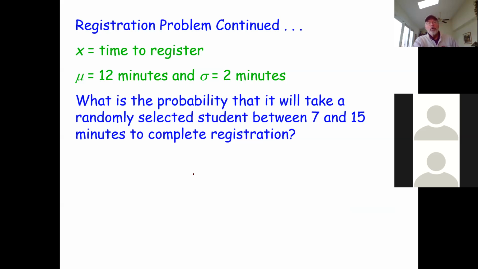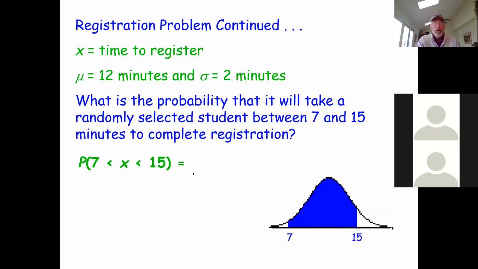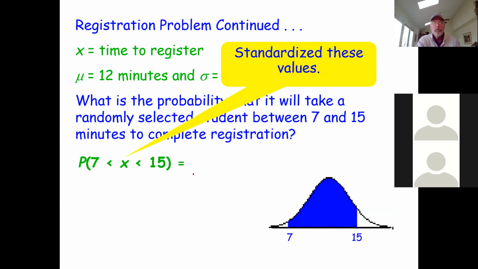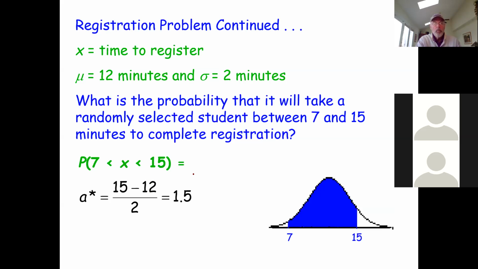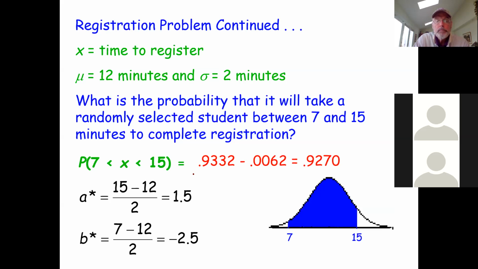And of course, we can do other things. If we needed to, between 7 and 15, we want 2 z-scores, one at 1.5, the other at negative 2.5, and that would get us this value right there. Questions?